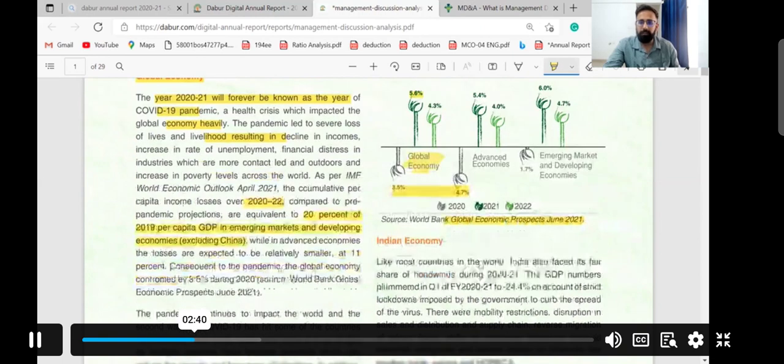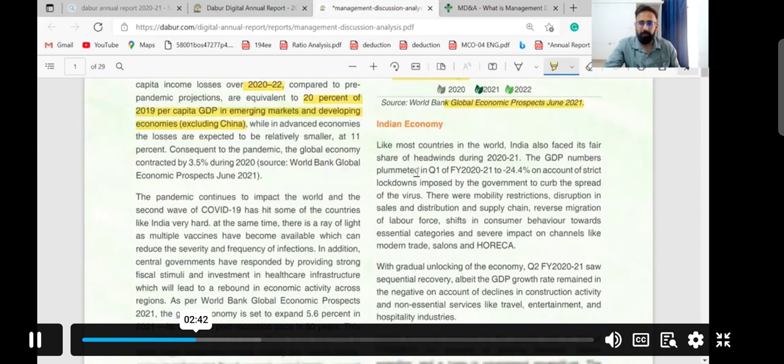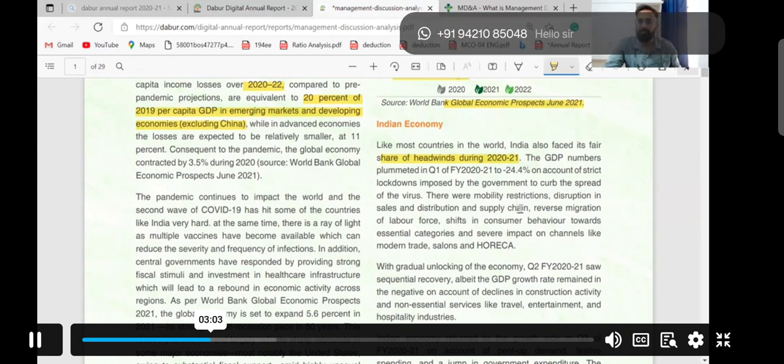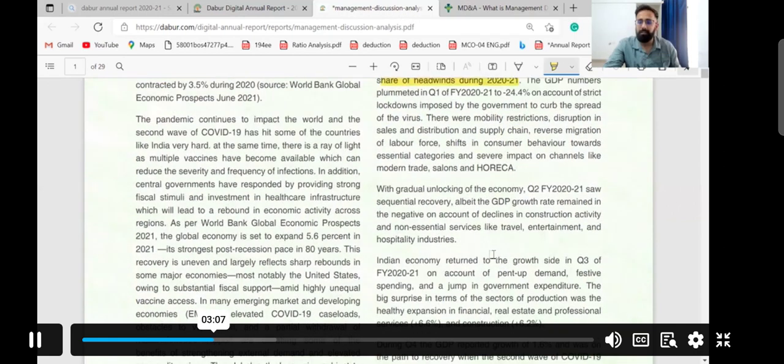Further, if you see, they are talking about the Indian economy. Like most countries in the world, India also faced its fair share of headwinds during 2021. The GDP number plummeted in Q1 to minus 24.4% on account of the strict lockdown imposed by the government to curb the spread of the virus. There were mobility restrictions and disruption in sales. You can see here they are providing details on how GDP got affected.